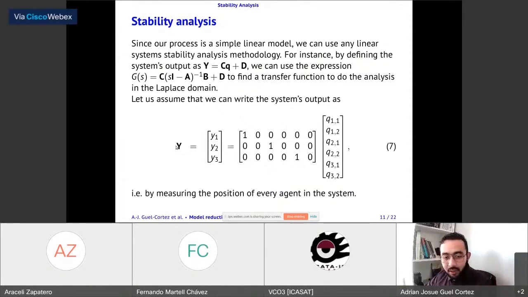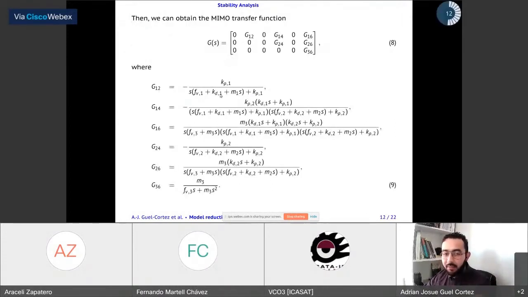So I can decide, well, we have this output. The output is the measurement of the position of each robot. If we have maybe 3 robots, I may find a MIMO system, and I can analyze how to design the gains of the controller, the control gains, sorry, for each control in each robot.